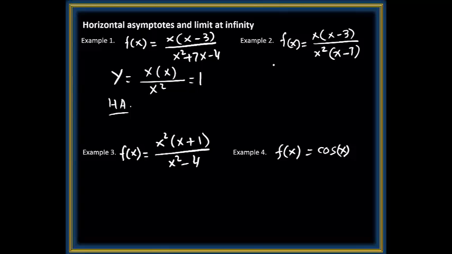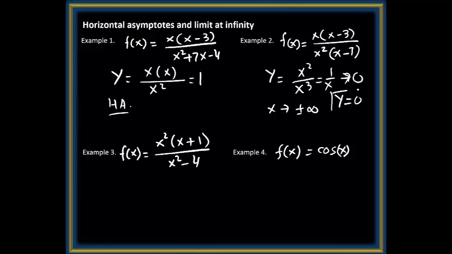When you go to the second one, you just say y equals, take the higher order terms in the numerator and in the denominator. So you end up with 1 over x. Now you can see when x goes to plus minus infinity, that we have seen in pre-calculus, this one goes to 0. So that means y equals 0 is my horizontal asymptote.